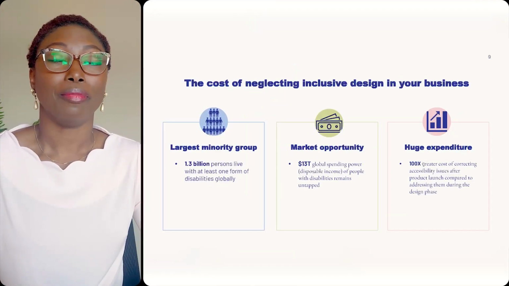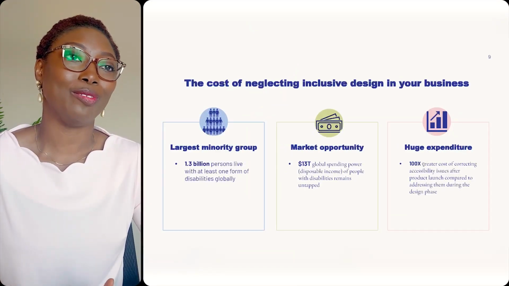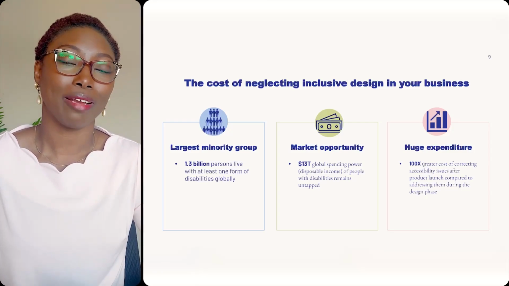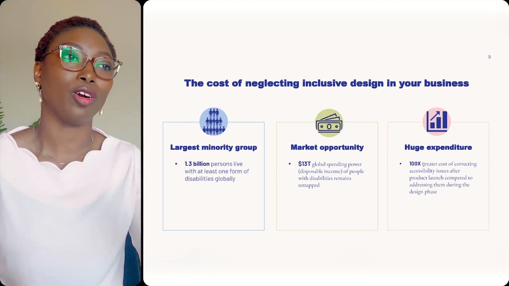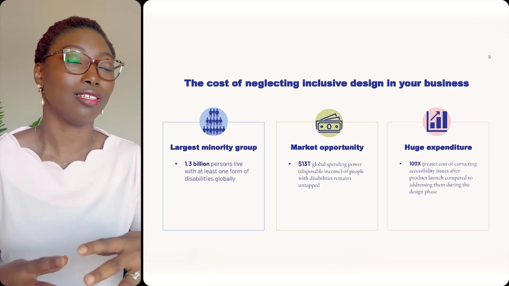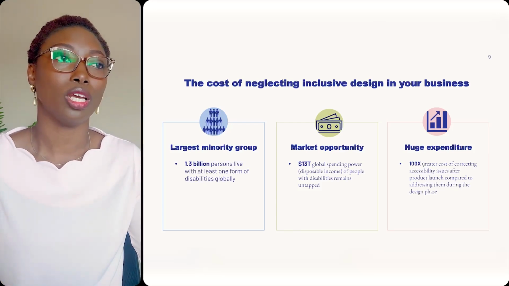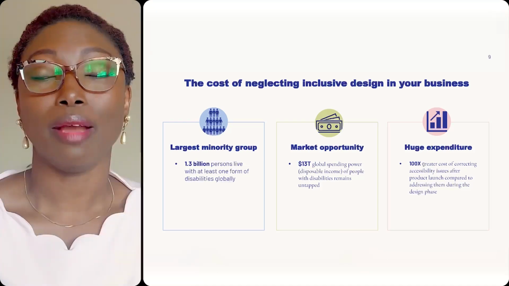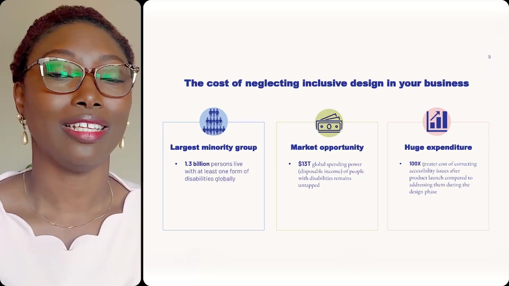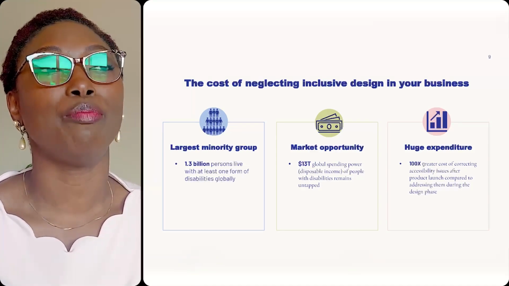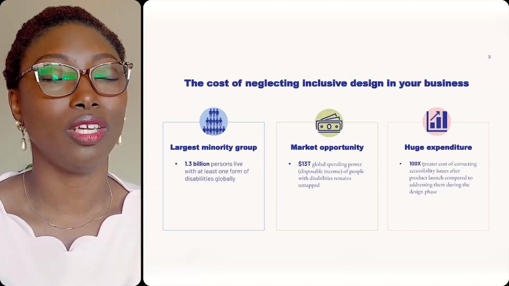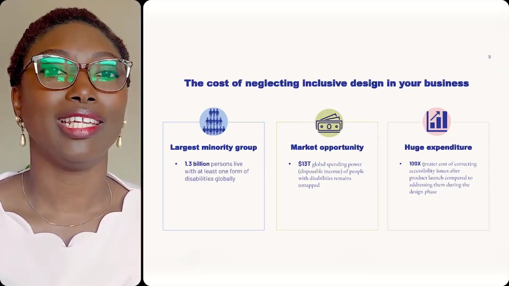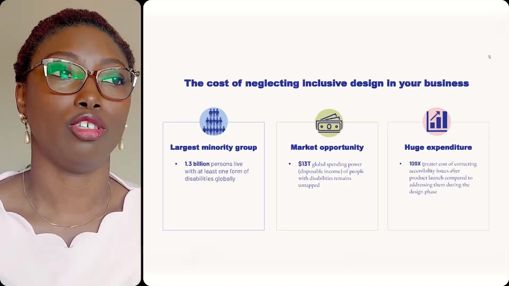Also, there's a huge cost associated with neglecting inclusive design in business. Like I mentioned earlier from that bell curve chart, there are minority groups that, when we neglect them, we do not take care of their needs in our product. I'm going to present to you here that there are over 1.3 billion people living with one form of disability or the other. That is a huge minority group.